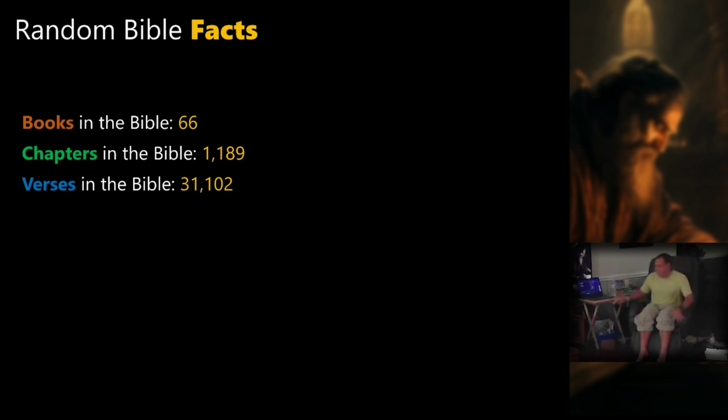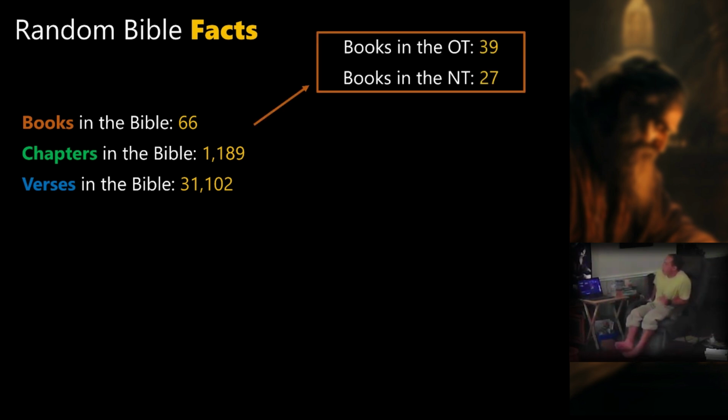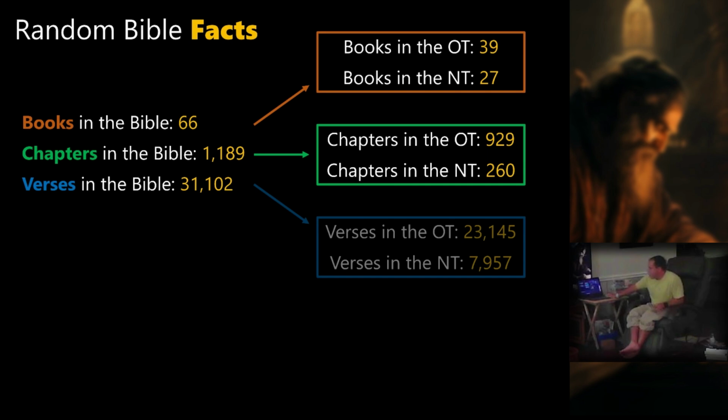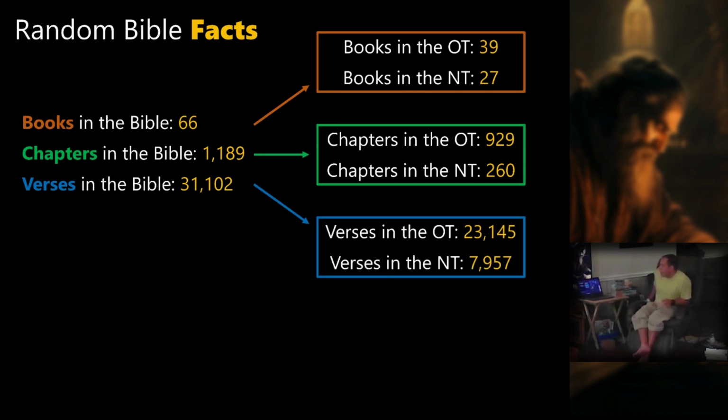But to go even more in depth, there are 39 books in the Old Testament and 27 books in the New Testament. There are 929 chapters in the Old Testament and 260 chapters in the New Testament. There are 23,145 verses in the Old Testament, and there are 7,957 verses in the New Testament.